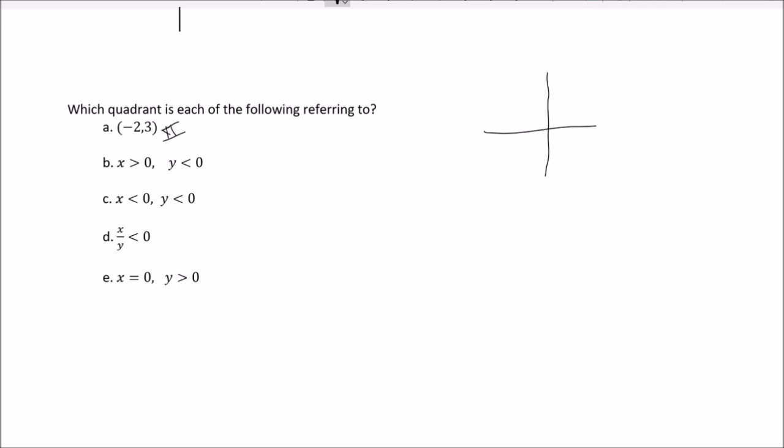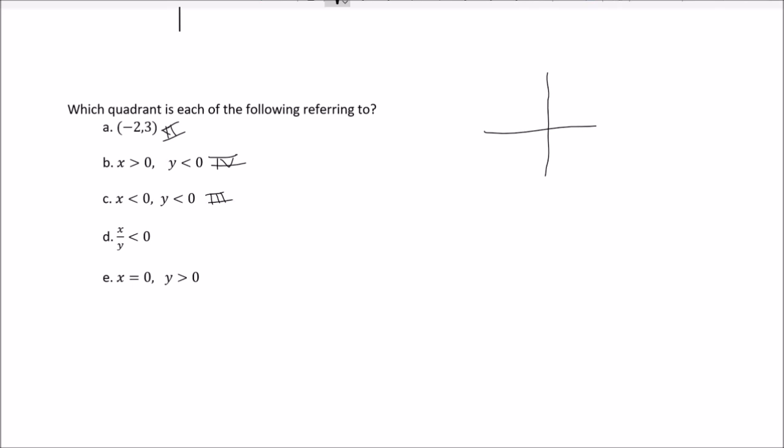Okay, what about this one? X greater than 0, y less than 0. So positive x values, negative y values. So positive x values is to the right, negative y values is down. That's quadrant 4. All right, what about negative x values and negative y values? That's left and down, so we're talking about quadrant 3.